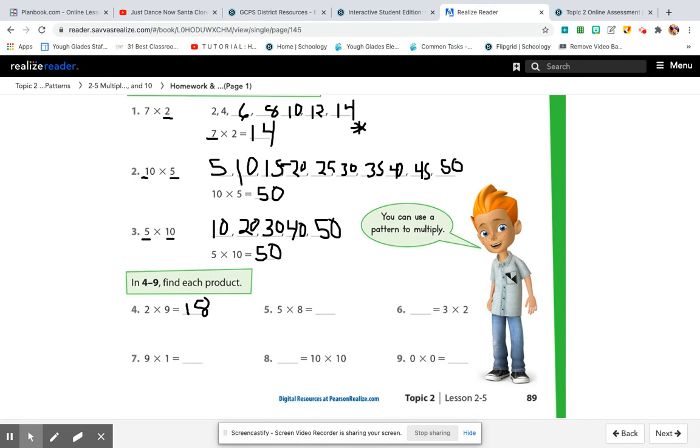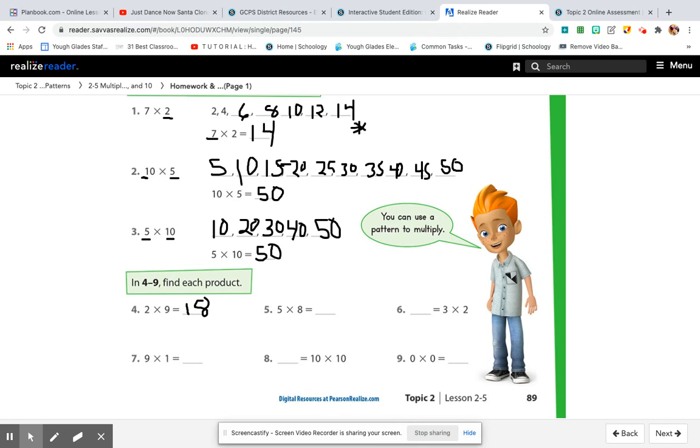What's another way we could solve that? We could skip count up to 9 by 2s. 2, 4, 6, 8, 10, 12, 14, 16, 18. Multiple ways to solve that one.